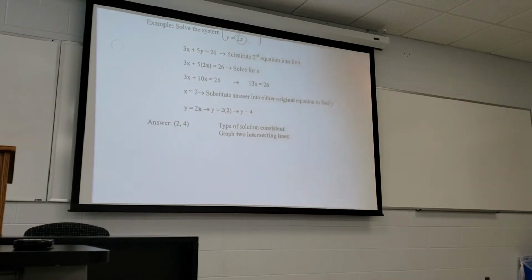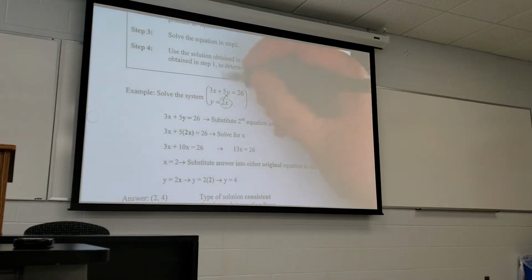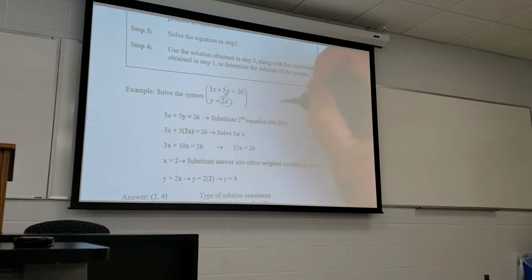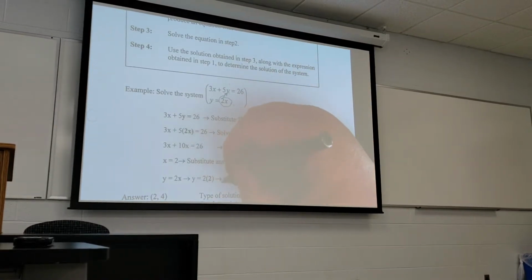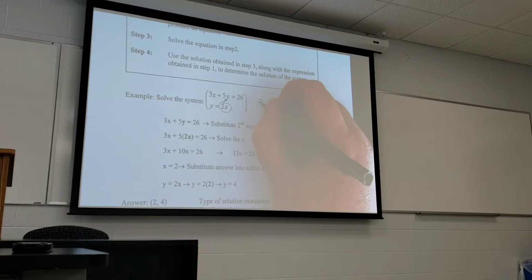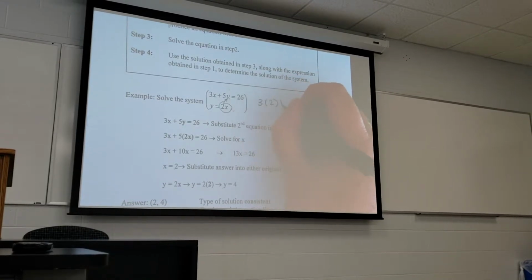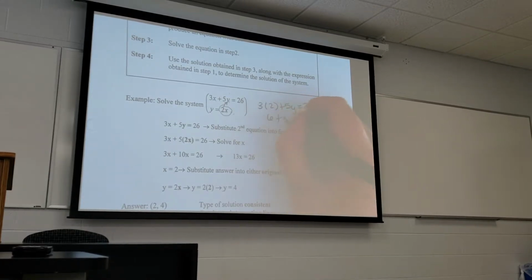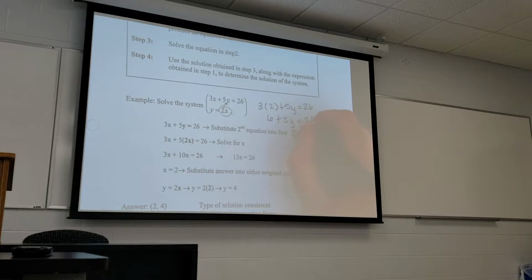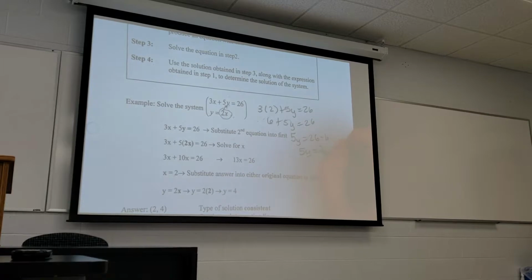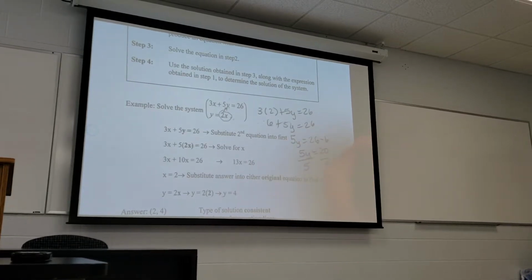So here, go to one of the original equations. I don't care which one. This one is so much easier than that one. But if you chose the first one and solved for y, either way you're going to get the number 4. If I wanted to find it, I would say 3 times 2 plus 5y equals 26. 6 plus 5y equals 26. 5y is equal to 26 minus 6. 5y is equal to 20. Divide by 5. y is equal to 4.